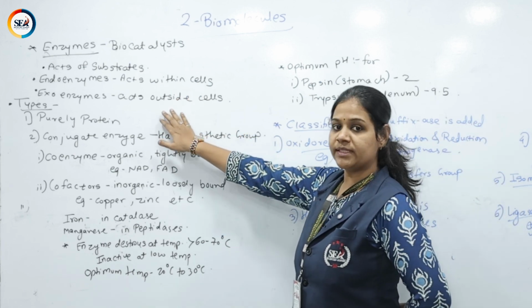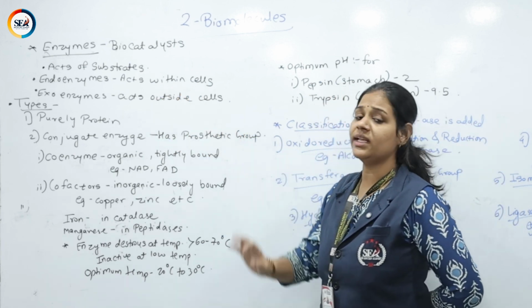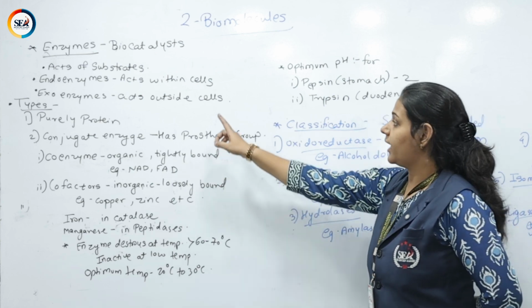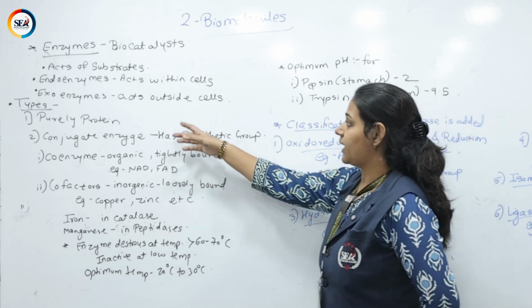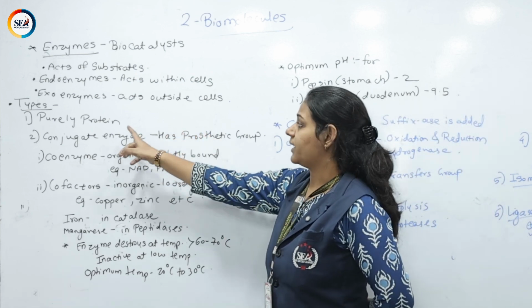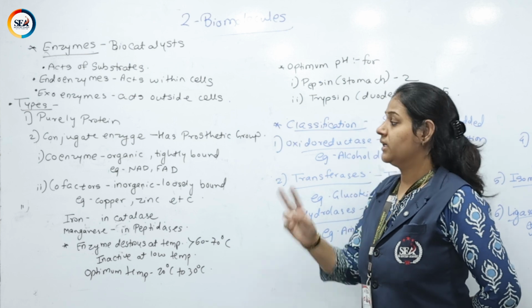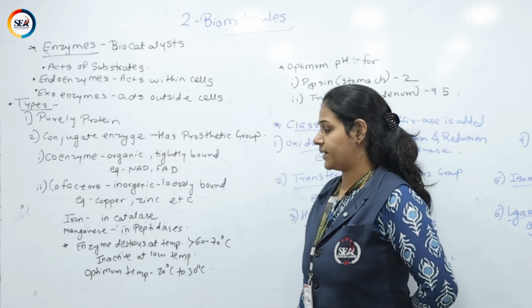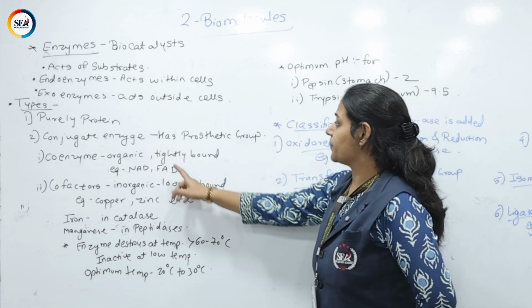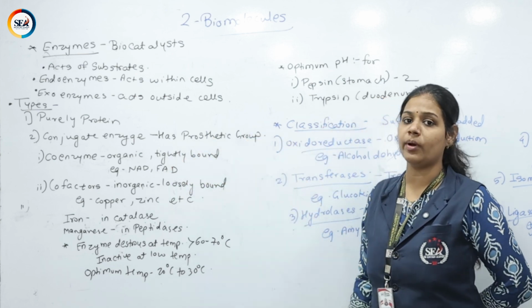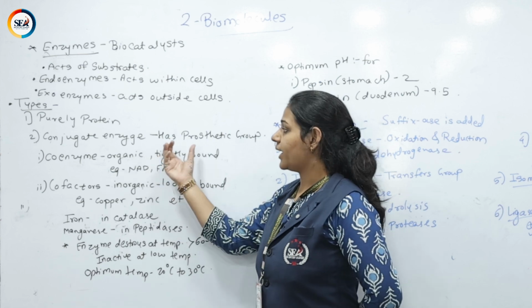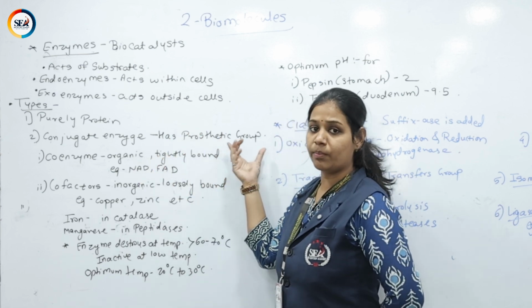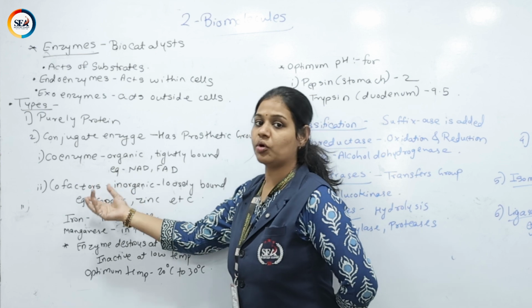There are two types of enzymes. Endoenzymes, which act within the cell in which they are synthesized. Exoenzymes, which act outside the cell from which they are synthesized. Types of enzymes: first, they are purely proteinaceous. Second type is the conjugate enzymes. What are conjugate enzymes? The enzymes which have a prosthetic group along with the protein part are called conjugate enzymes. In conjugate enzymes, the prosthetic group may be a coenzyme or a cofactor.